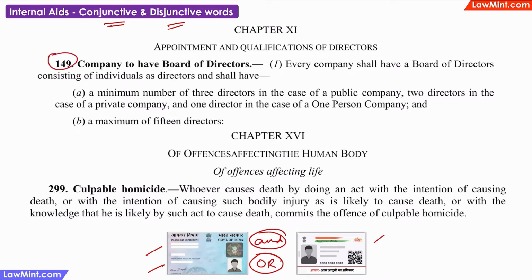This section 149 is an example of the usage of a conjunctive word where subclause A ends with and, which means that both subclauses A and B are mandatory. This section 299 has examples of usage of a disjunctive word or, where the provision says this, or this, or this, which means that only one condition needs to be met.